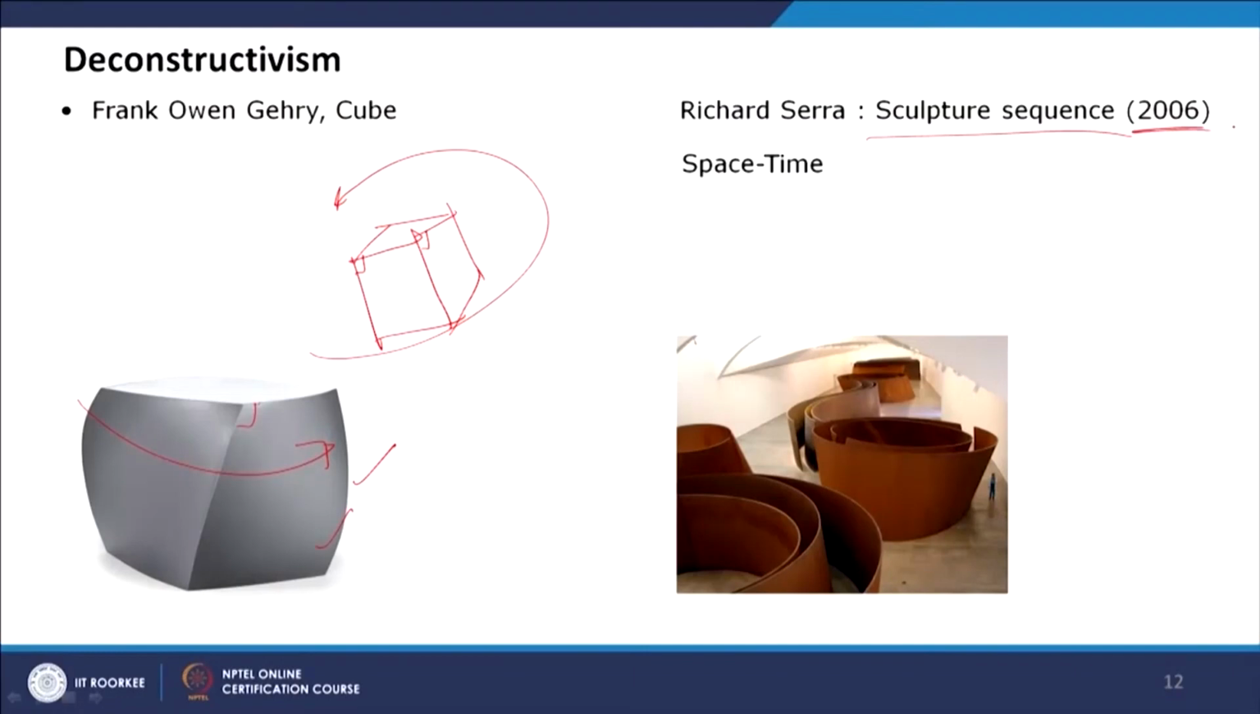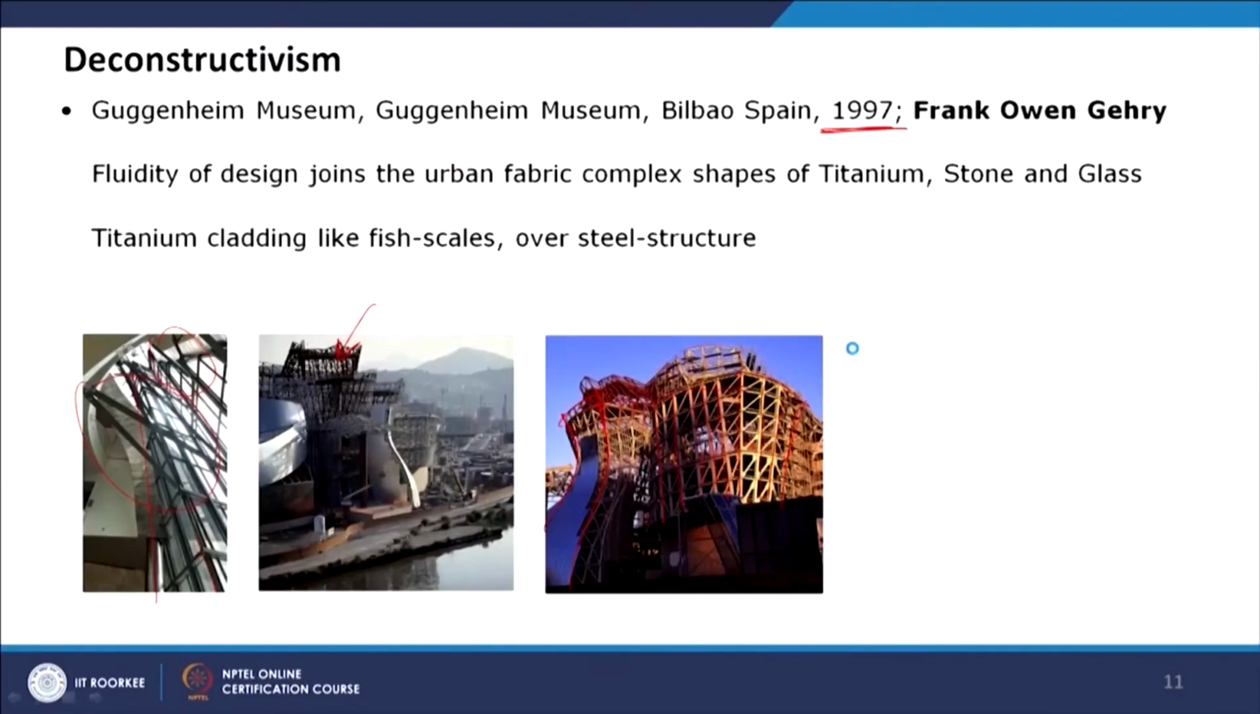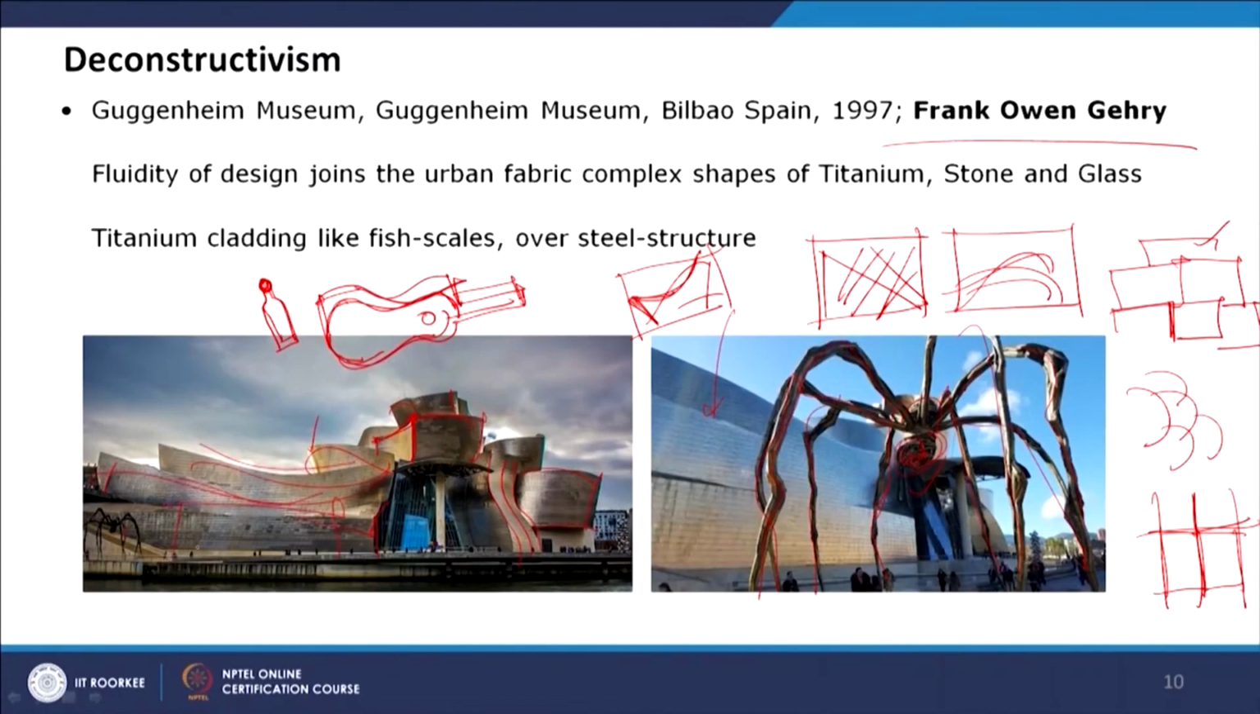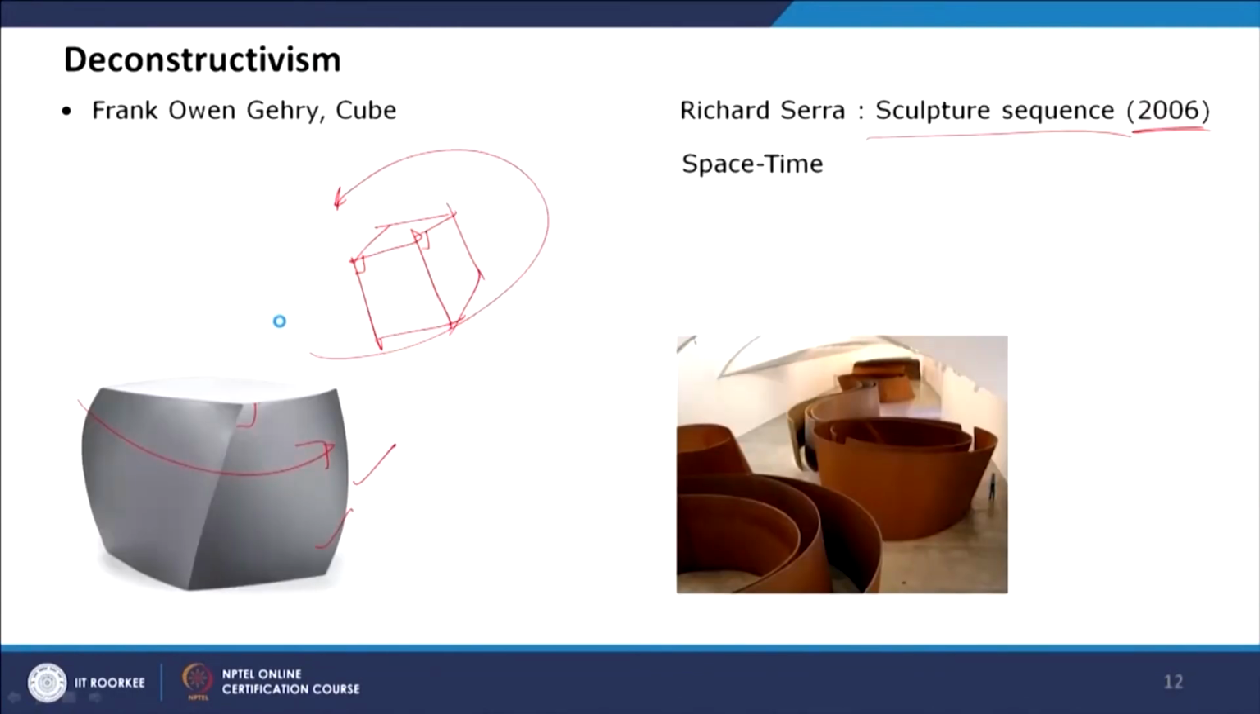So this is Richard Serra's sculpture. It is called Sculpture Sequence, designed in 2006, and it is in the Bilbao Guggenheim Museum, in the installation gallery for Richard Serra's work. This talks about space-time continuity. These installations are made out of plywood, and you can see the scale. You have to experience this and walk through it, and you can understand the relationship between the space and the enclosure and the time.